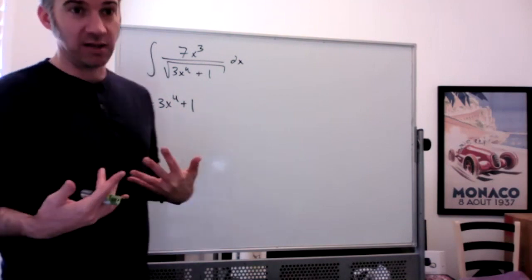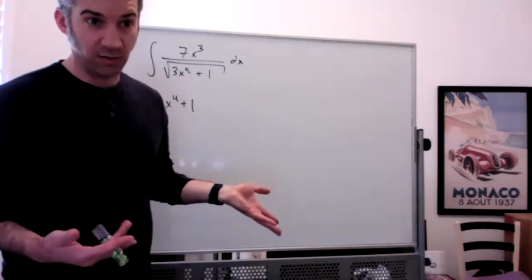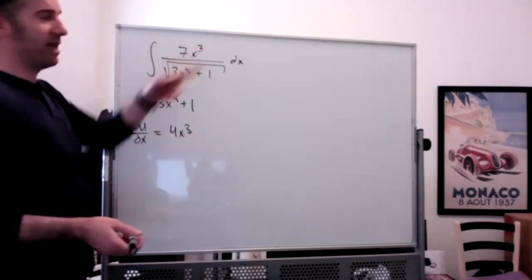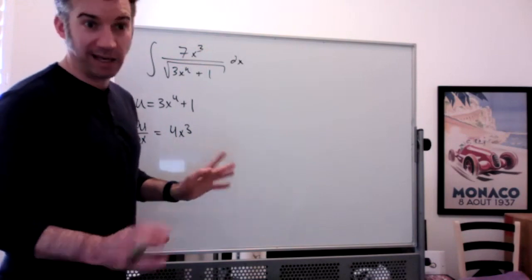and when I say essentially, I mean they were just off by a constant multiple. The derivative is 4x cubed, and I have an x cubed. Great, I can make it work.